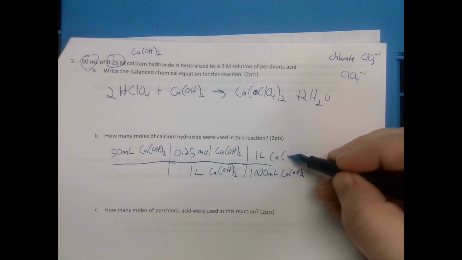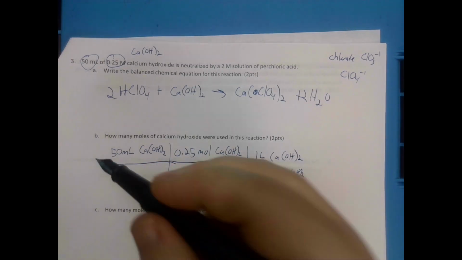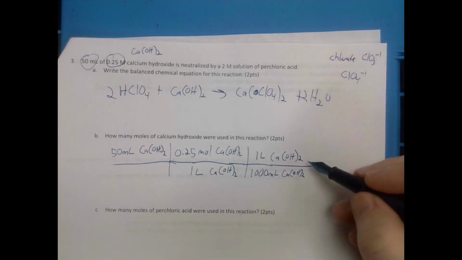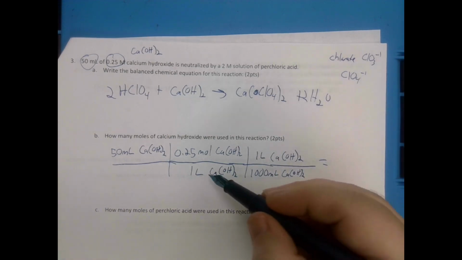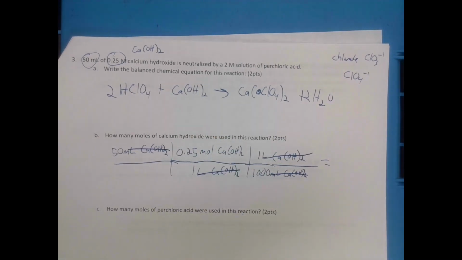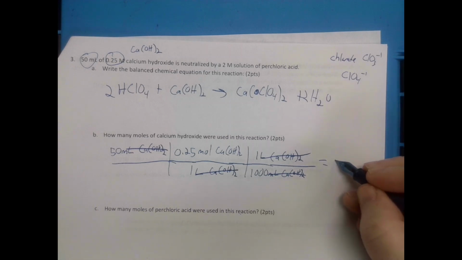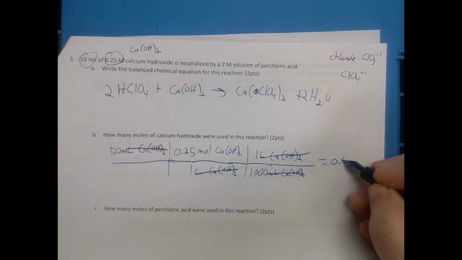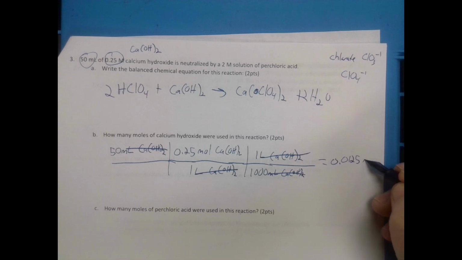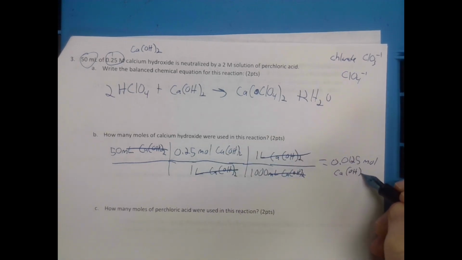And by the way, even though I'm doing this the very long way, you could have used 0.05 liters to begin with. Some of these conversions you can do in your head. But whenever I do homework, I cross out everything and make sure every single possible thing is written out. That's 0.0125 moles of calcium hydroxide.